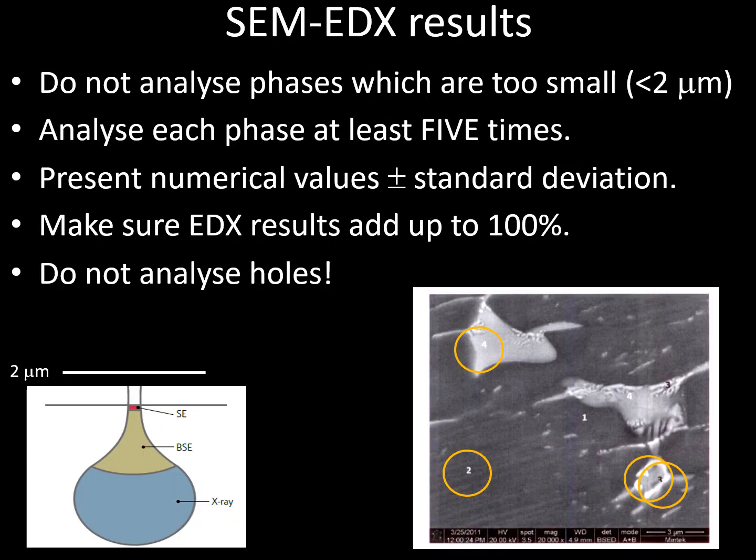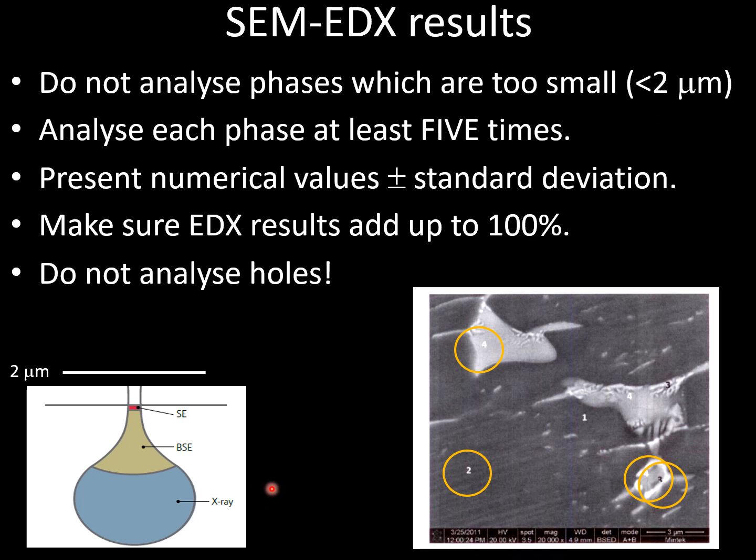Right, a big thing that people do wrong, it's a big trap, is when they analyze things with the SEM. And I've come across so many things where people are analyzing phases and things which are too small. Okay, so 2 microns is the magic figure. Try and aim to analyze things that are larger than 2 microns.